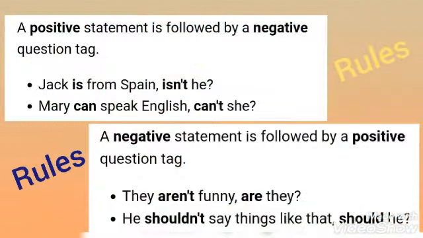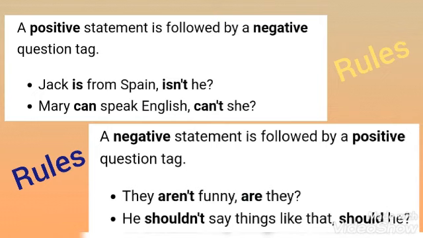Now, let's check the important rule of formation of question tags. There are two types of question tags: positive question tags and negative question tags. A positive statement is followed by a negative question tag and a negative statement is followed by a positive question tag. That is a rule. A positive statement is always followed by a negative question tag and a negative statement is always followed by a positive question tag. Let us take the examples given there.